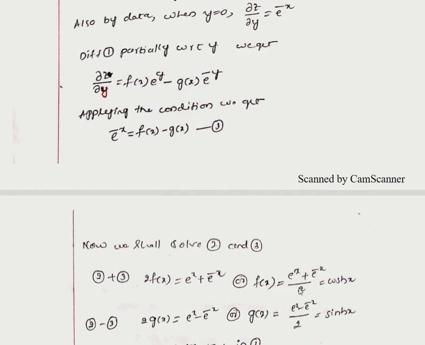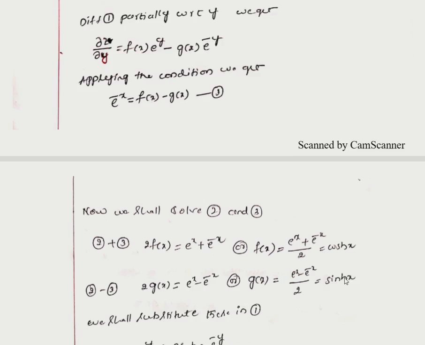Therefore, (e^x + e^(-x))/2. What is (e^x + e^(-x))/2? That is cosh x. Therefore, f(x) is equal to cosh x.